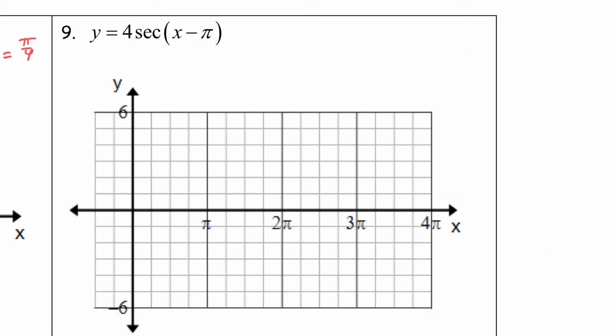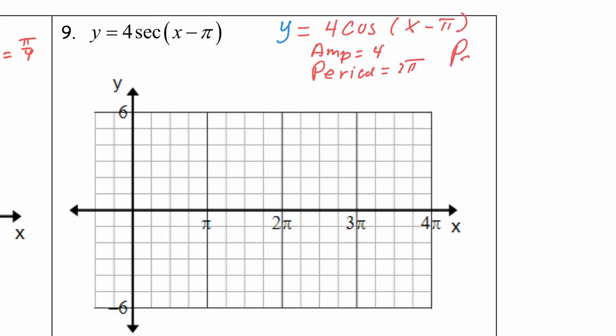I'm going to be graphing secant. So remember, you have to graph y equals 4 cosine (x minus pi). I know that the amplitude is 4. I know that the period is 2 pi. And I know that the phase shift is pi, so it's going to move to the right.